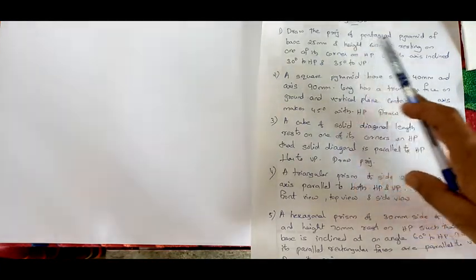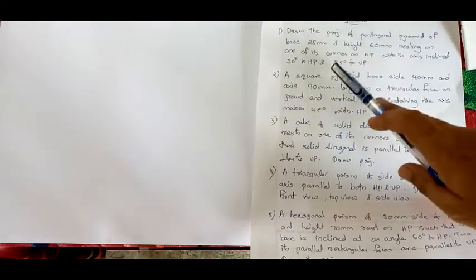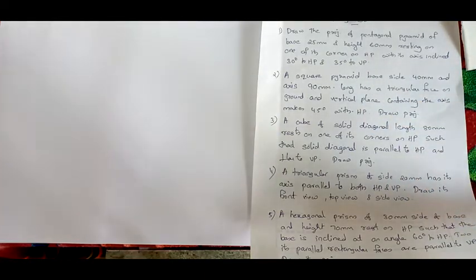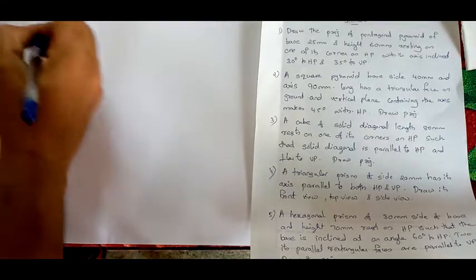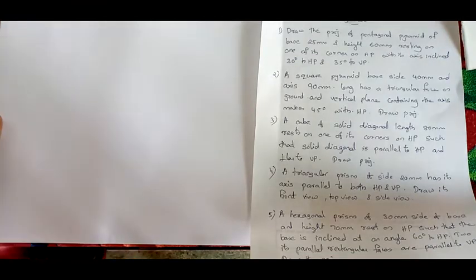So first one is draw the projection of a pentagonal pyramid of base 25 mm, height 60 mm, resting on one of its corners on HP with its axis inclined 30 degree to HP and 35 degree to VP. This question we have already solved. It is an important question, that's why I repeated it. Here only one thing I want to mention: the corner is on HP, right?